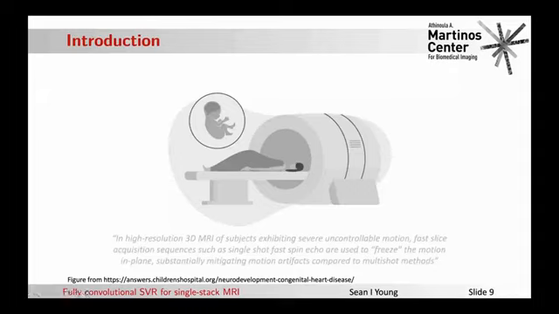That's the backdrop for this talk, and what I'm actually supposed to have started with is to mention that in high-resolution 3D MRI of subjects exhibiting severe uncontrollable motion, you have to use something like FFSE acquisition to freeze the motion in plane, and then you try to piece the MR slices together to form the 3D whole, right? So this would be my official introduction, but because I'm not a medical imaging person, I decided to go with the disparity one.